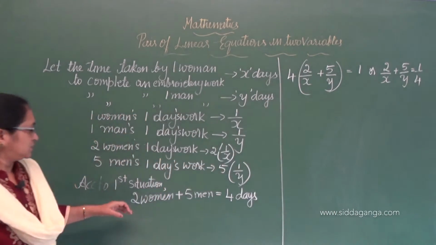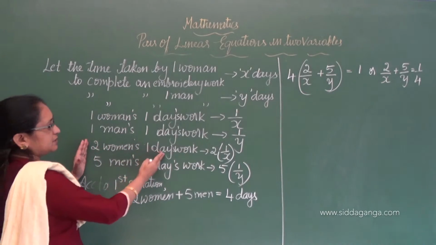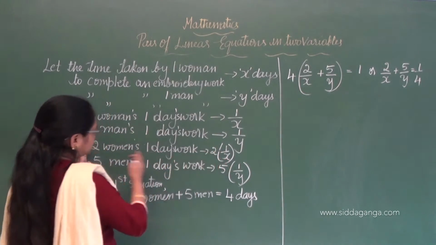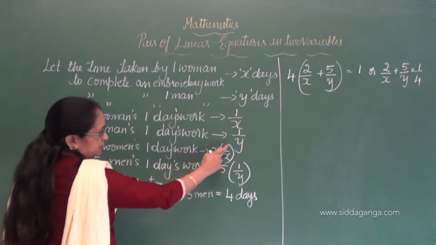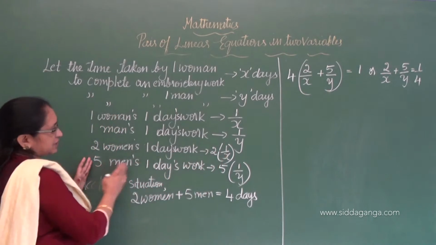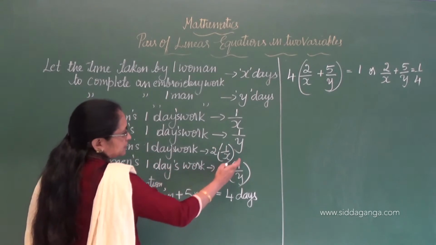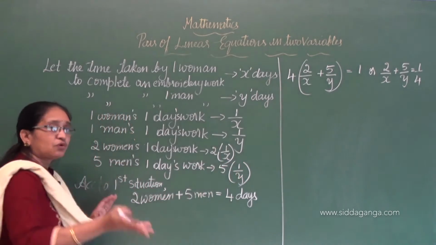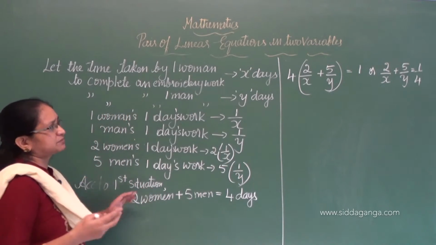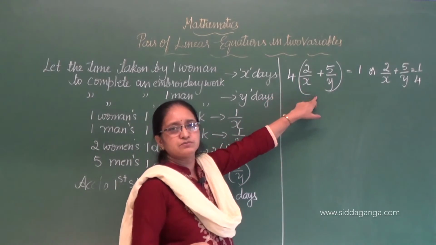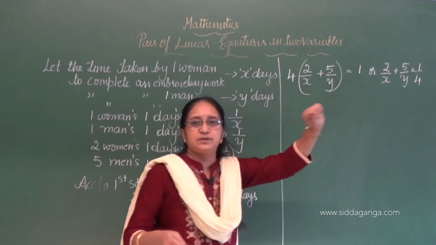Listen here, 2 women's 1 day work will be 2 by x. The same way, 5 men's 1 day work will be 5 by y. So, 4 days' work means it will be 4 into that, is equal to 1.